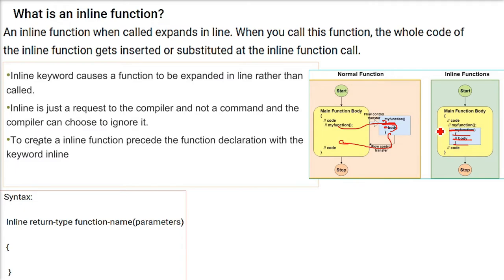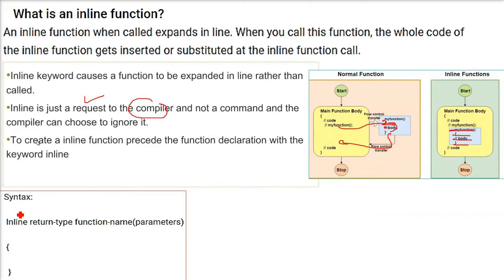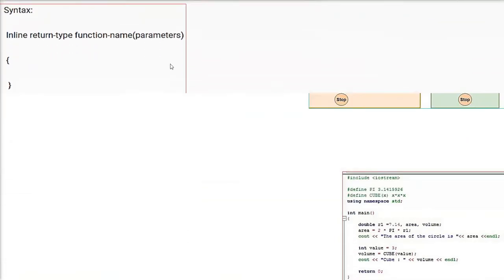This will make the function to be expanded inline rather than being called as a normal function. Inline is just a request to the compiler. It is not a command. So compiler may also ignore it. So in order to create an inline function, just precede the function, or write before the function name, inline. You have to declare the function with the keyword inline. Right? You have to write inline here if you want to make this function inline. You don't want to make it a normal function. So in various ways, this inline function helps.